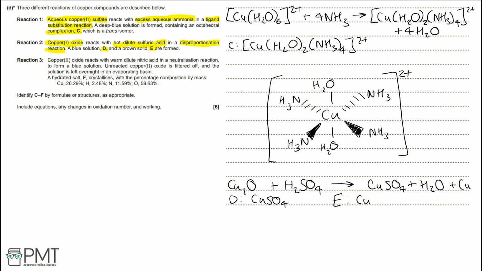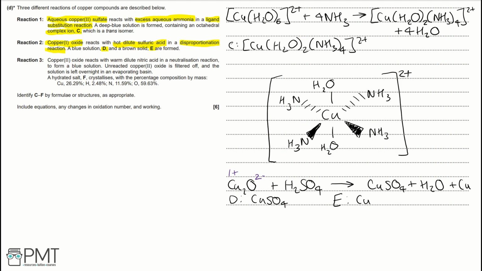Next, we need to show that this reaction is a disproportionation reaction. We do this using oxidation numbers. So we need to first calculate the oxidation number of copper in Cu2O. So we know that oxygen has a 2- oxidation number, and so Cu2 must have a 2+ oxidation number. So dividing that by 2 to get copper on its own is 1+.